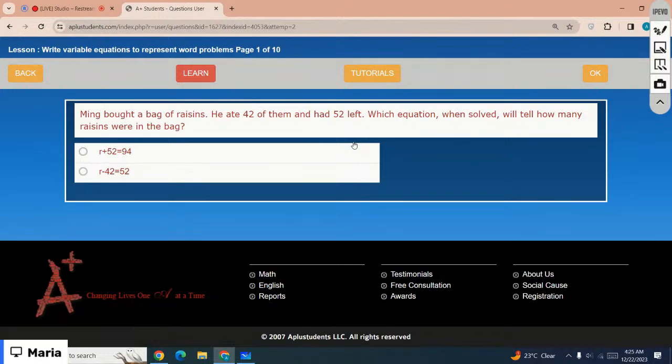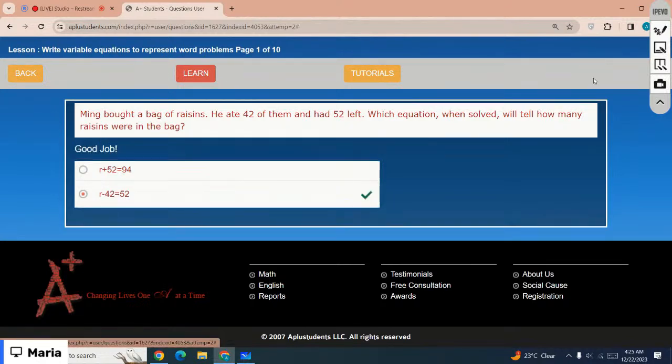The second one is the correct option. You don't know how many total raisins there are, right? But he ate 42. So that would be R minus 42, and you are left with 52. Option number 2 is the correct option. After eating 42 raisins, he still has 52. R minus 42 equals 52. Got it?